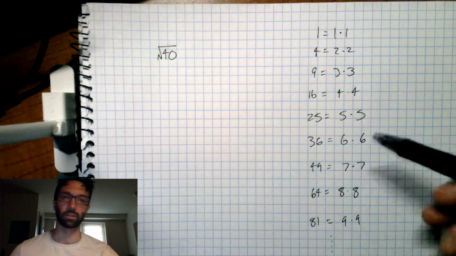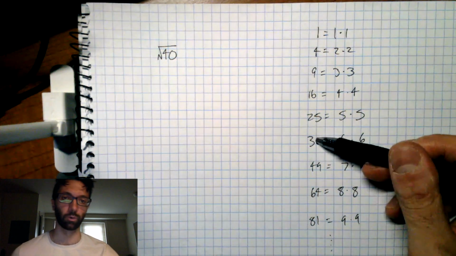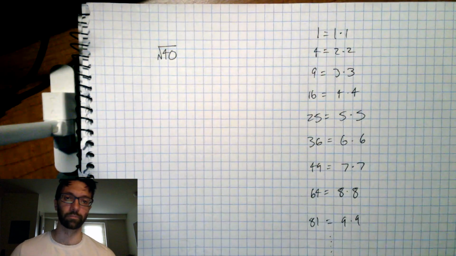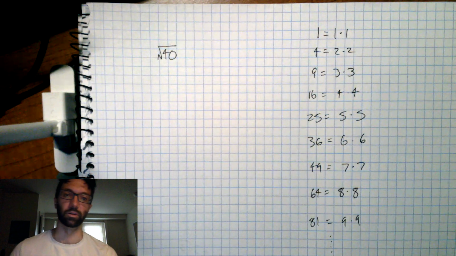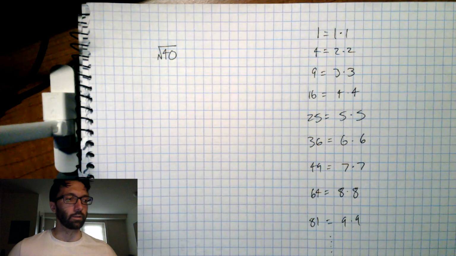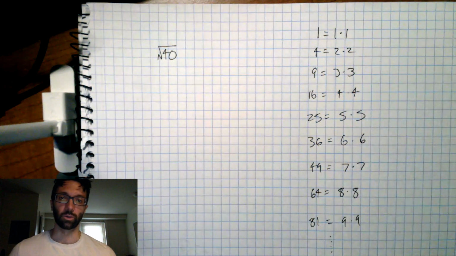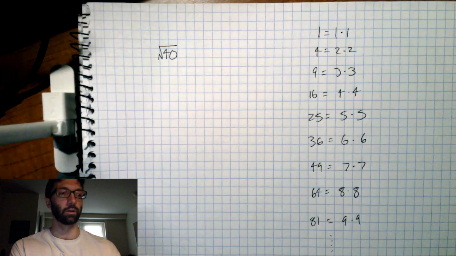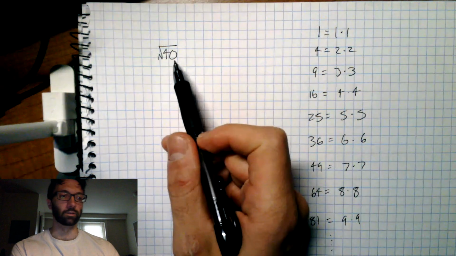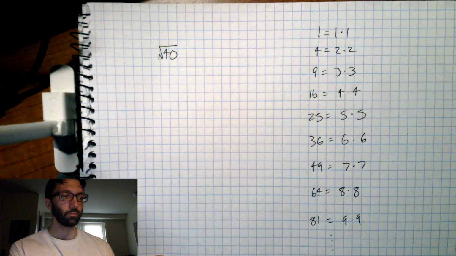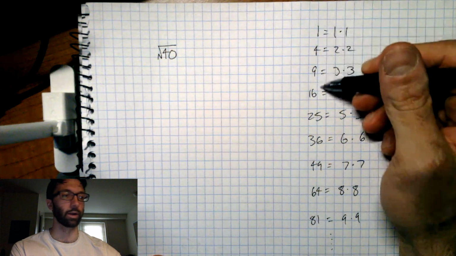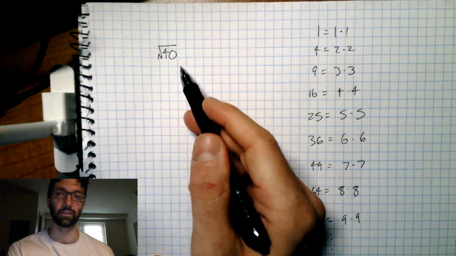So for example, 6 times 6 equals 36, therefore 36 is a perfect square. 8 times 8 is 64, therefore 64 is a perfect square. And these perfect squares are going to help us as we go through this process. So how I'm going to go about simplifying the square root of 40 here is I'm going to first find the largest perfect square that goes into 40 evenly.